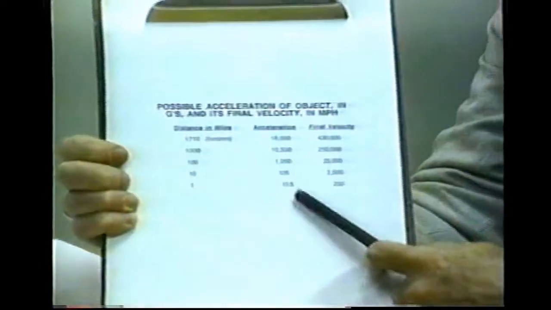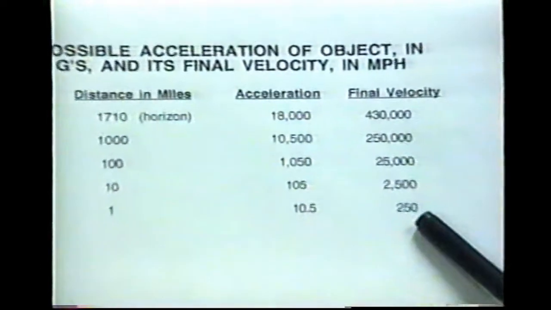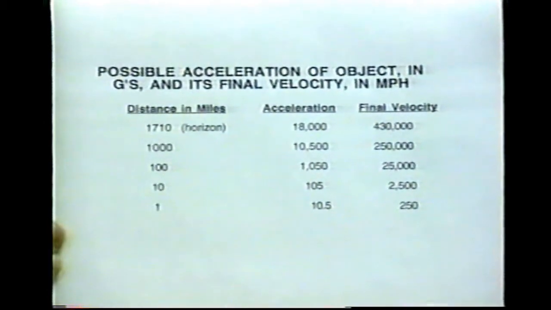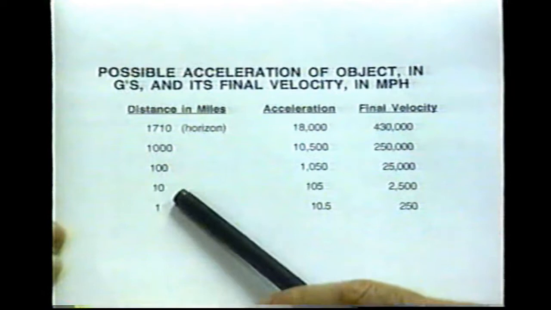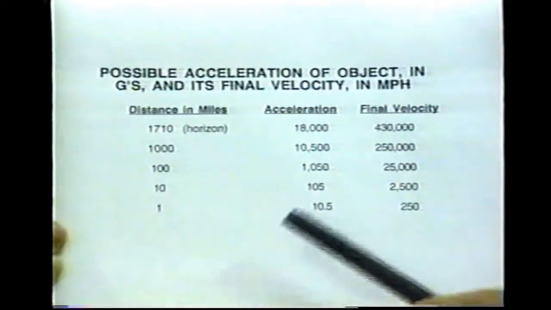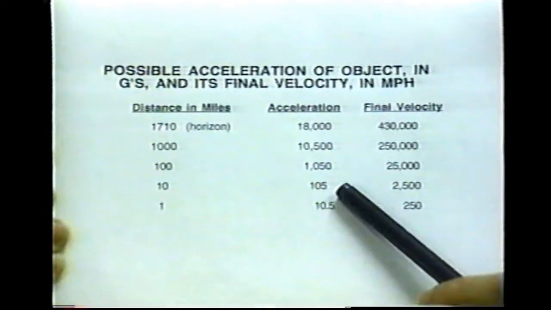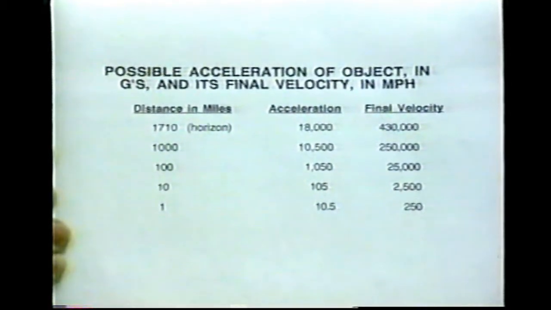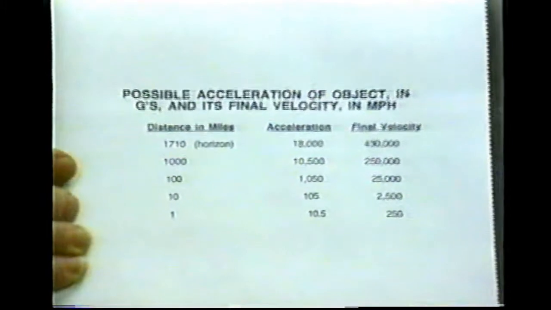Let's just start close to the shuttle. If it's about a mile away, that's getting pretty close to be shooting at something, I would think. But if it's about a mile away, we have an acceleration of about 10 Gs, and it gets up to 250 miles an hour. That's within normal capabilities, I guess. If it's as far away as 10 miles, it's accelerating at about 105 Gs, and it gets up to about 2,500 miles an hour in 1 second.